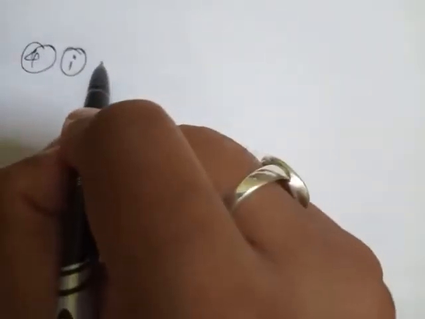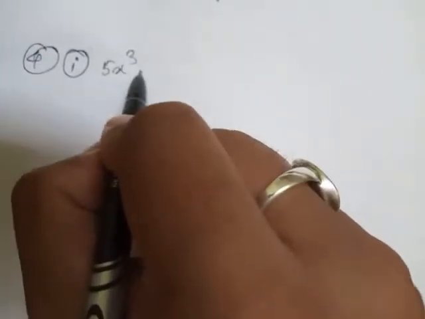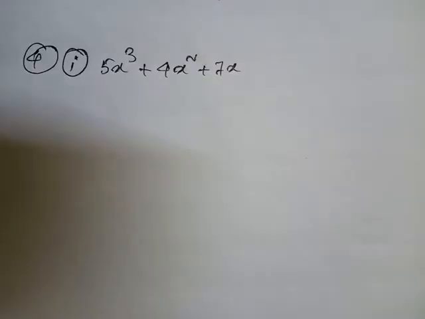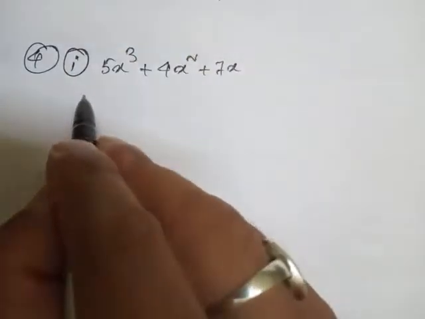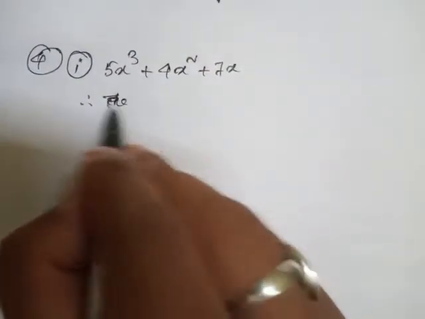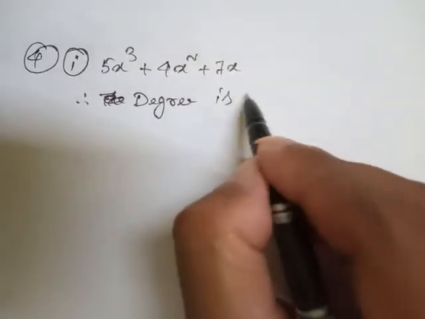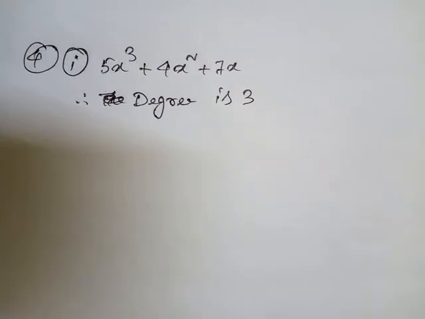Now look student, question number 4 Roman 1, we have to write the degree of the following polynomials. First question is 5x cube plus 4x square plus 7x. Look here, already I said that degree of polynomial depends on the highest power of the variable, which means highest power is 3. So we can write here, therefore degree is 3, because highest power is 3 here of the variable.